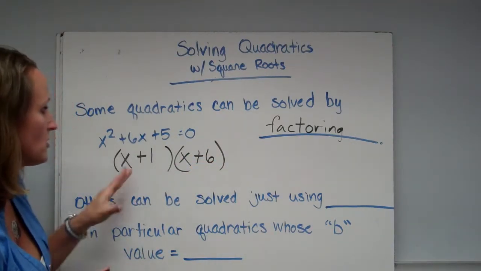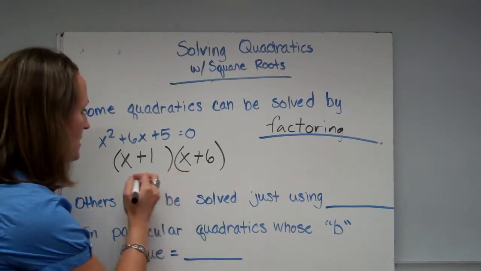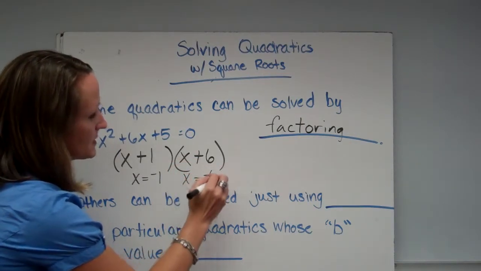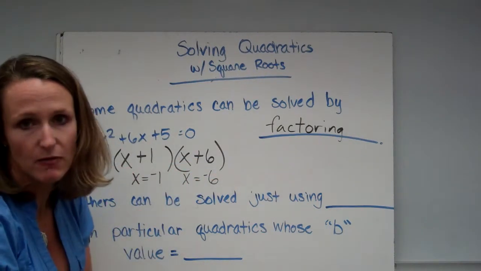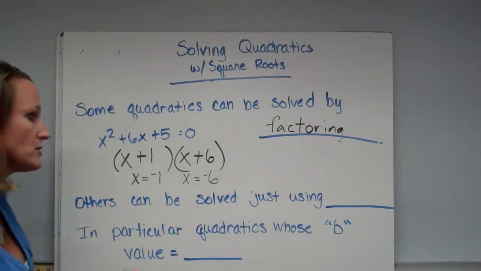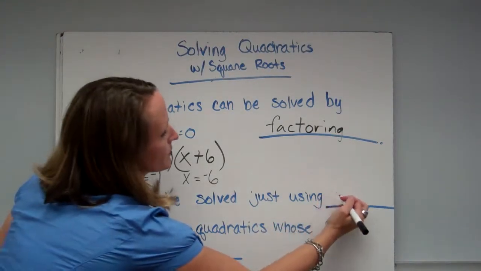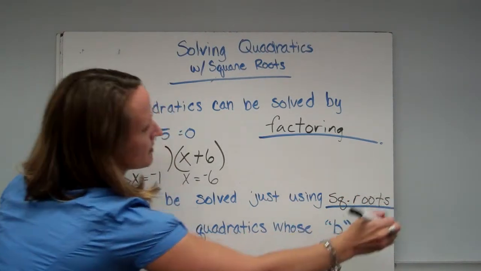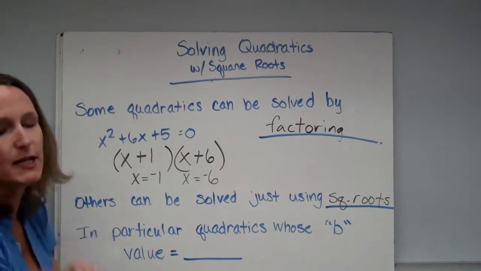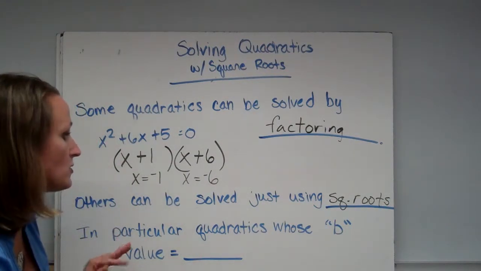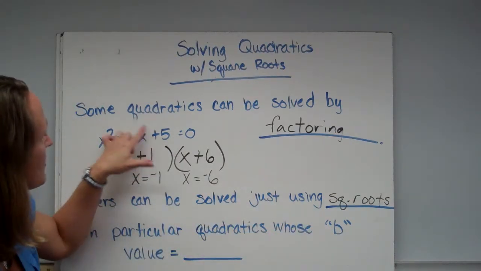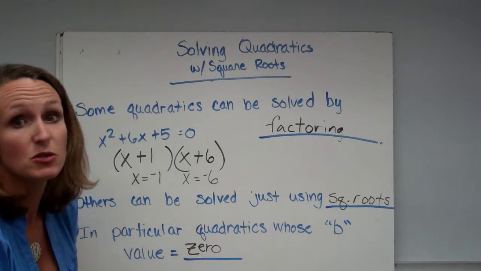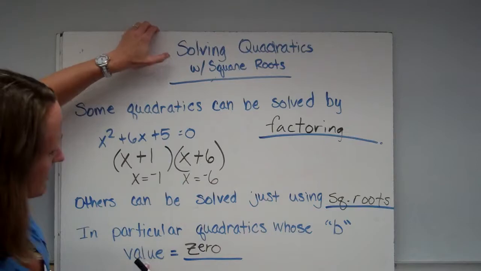You could actually find your final x values to be x equals -1 here and x equals -6 here, because if you remember, you take the opposite of whatever is inside the parentheses. Others can be solved by using square roots, and that's what we're going to talk about today. The quadratics you can solve using square roots are those whose b value, or remember this middle number, equals 0. In other words, you have no b value. So let's look at a few.